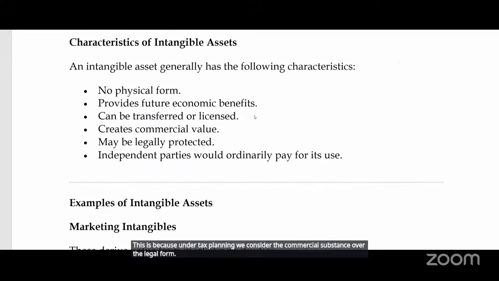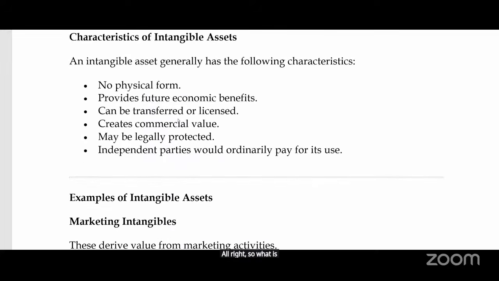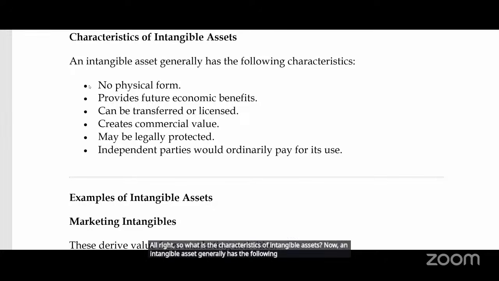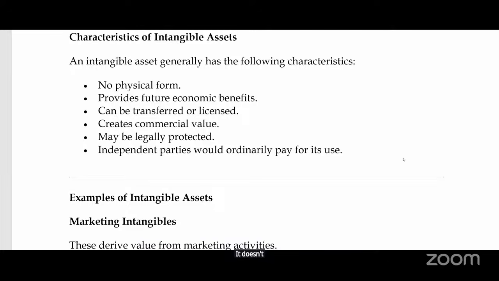All right. So what are the characteristics of intangible assets? Now, an intangible asset generally has the following characteristics: they have no physical form, they should provide some sort of future economic benefits to the person, it should be able to be transferred or licensed, it should create commercial value, it must be legally protected, otherwise people can easily copy, and independent parties would ordinarily pay for it too. So if I say I have a patent and nobody will be willing to pay for it, it doesn't qualify as an intangible asset under transfer pricing purposes.